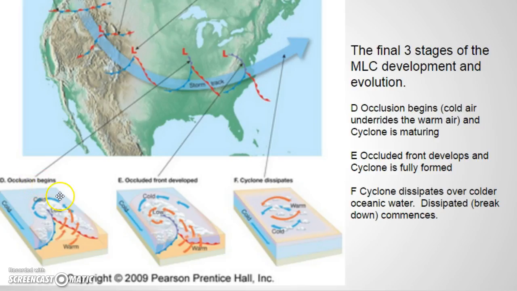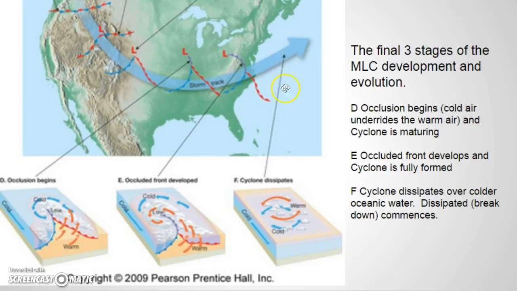Location D, here's your occlusion. The occlusion begins where cold air is going to underride the warm air, and the cyclone begins maturing. At this point, it would be a mature stage. And location E, the occluded front develops and the cyclone is fully formed. So we have the warm front, cold front, occluded front. And this is going to take place, obviously, the further it travels, the more time it has to mature and get this occlusion in there.